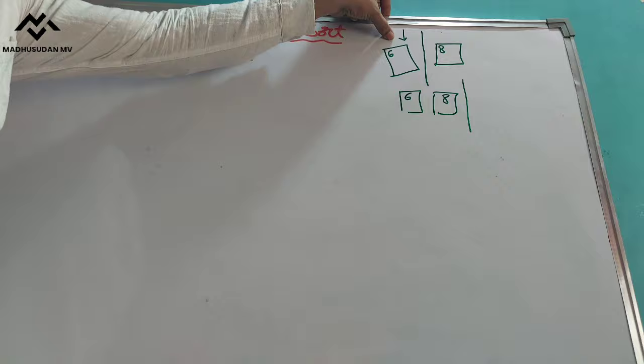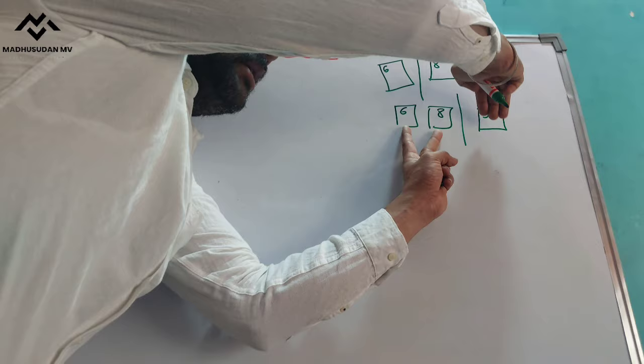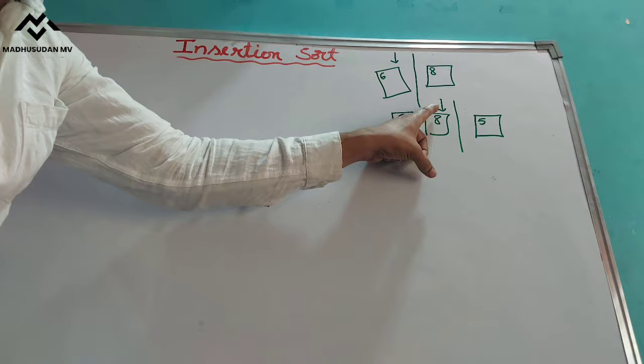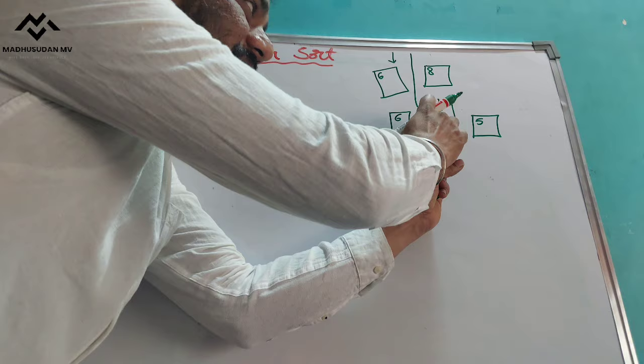Now assume the third card comes, let us say 5. These two cards are in my hand and already sorted. Now for the third card we need to check where to place it. We always start by comparing with the last card. These are the two already sorted cards, and this is the last card. I compare the new card with the last card in our hand. Yes, if the last card is greater, then you move this card to its front position.